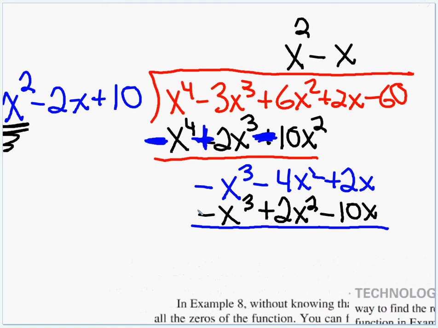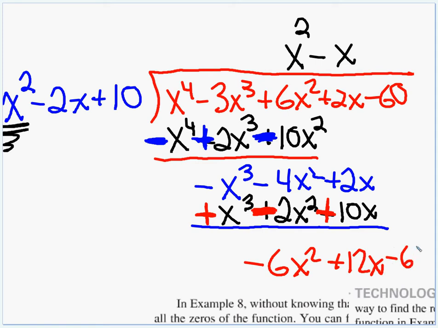Distribute a negative and add, so this will change to a plus. This here will be a minus. Last term is a plus. And if we add the columns, we get 0. Would that be a negative 2? Oh, no, those are both minuses. So that is a minus 6x squared plus 12x. Bring down the last number, that minus 60.